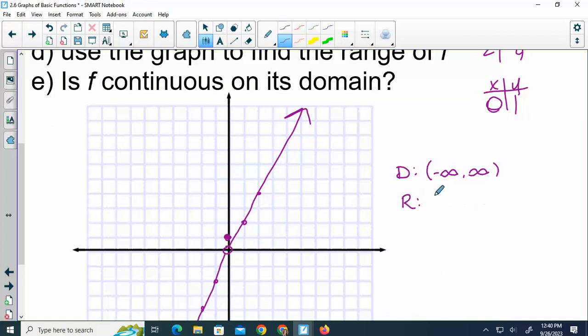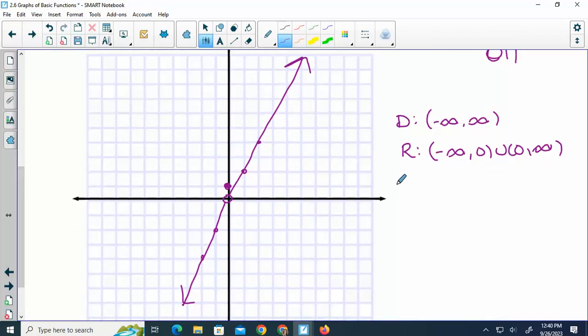Range is referring to possible y values, so that would be? Good. We never actually hit 0 because of that open circle. Is this continuous? No. It's not continuous for the entire thing, which is what the question asks, but you could give me intervals where it's continuous. Essentially, it's continuous everywhere except at 0. All right. Any questions there?